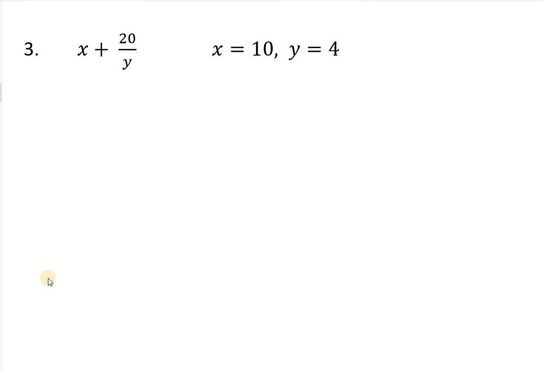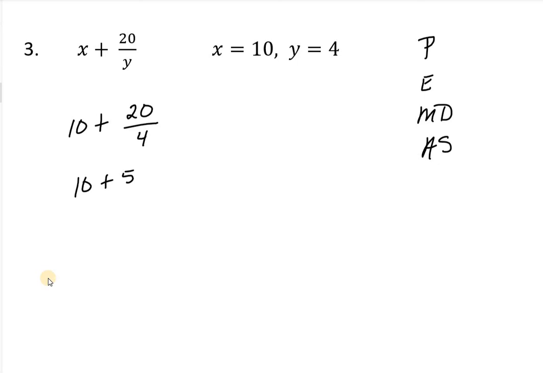Okay, problem 3. I'm going to replace the x with 10. And I'm going to replace the y with 4. And I have to do these order of operations. Please Excuse My Dear Aunt Sally. There's no parentheses, there's no exponents. I do have division. 20 divided by 4 is 5, and then I can add those two numbers and get 15.